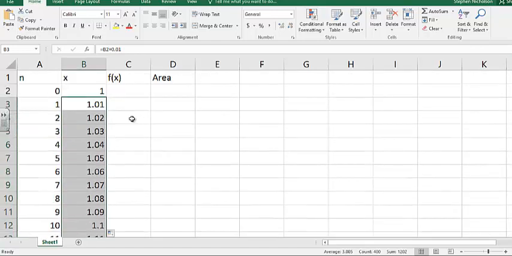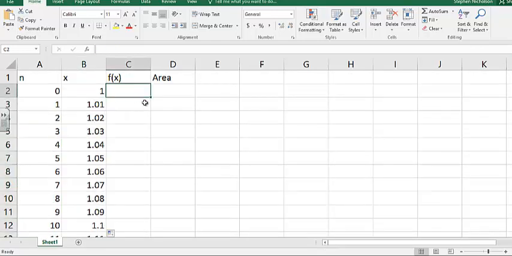Okay, then we need to calculate the value of the function. So the function is equal to x, which is this value, squared minus 1, and then raise that whole thing to the 3/2 power.